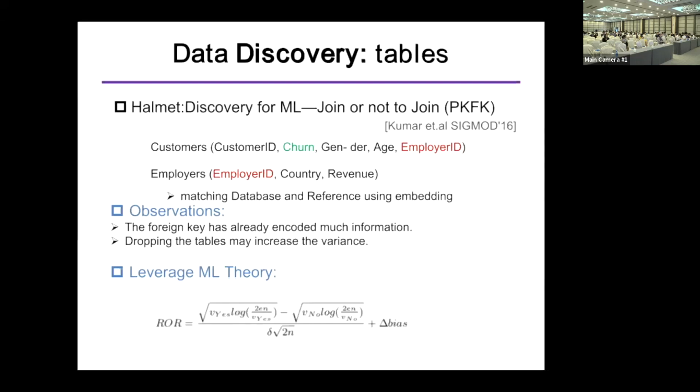Specifically, Hamlet proposed a measurement called the risk of representation, which is ROR, that leverages the VC dimension to compute the difference of the train and test errors of the machine learning model if the join is avoided. So the higher the ROR, the more necessary the join is. Otherwise, one may consider dropping the candidate table. However, this method is limited to models like naive Bayes and logistic regression, with VC dimension linear to the number of features.